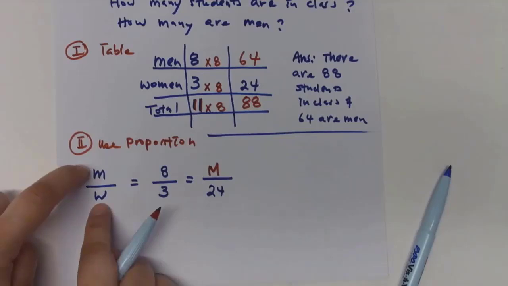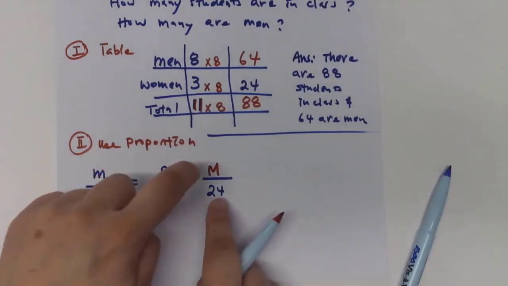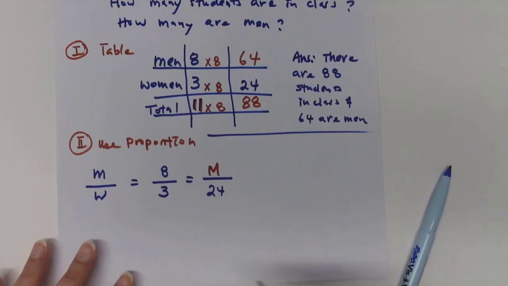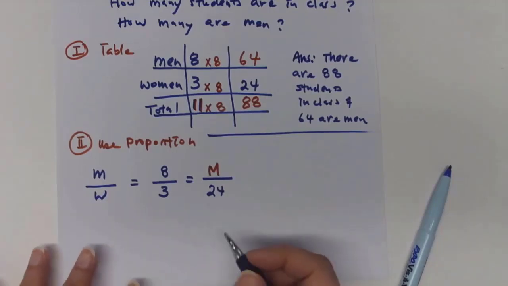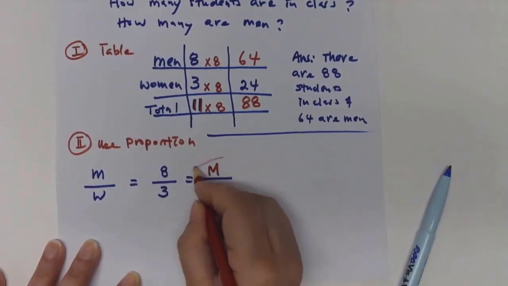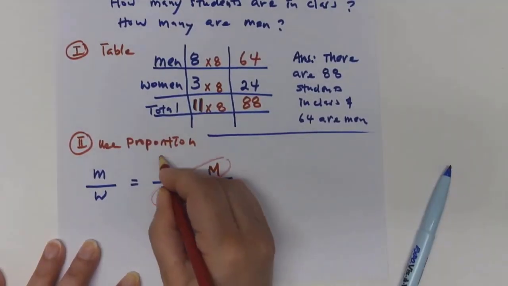Write down this is men to women, write down the ratio, write down what we know. And then different teachers do it different ways. I'm just going to cross multiply. I think it's easier for students to understand. You can multiply cross like this times this, and this times this.